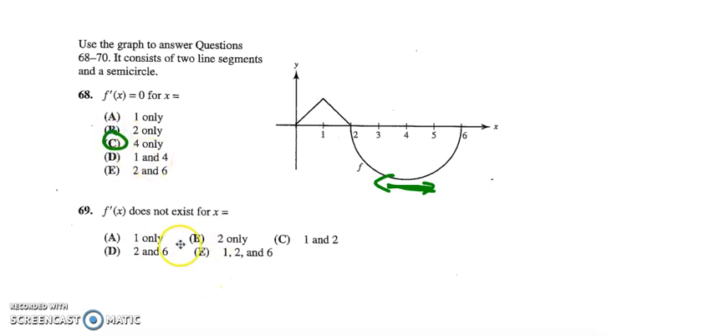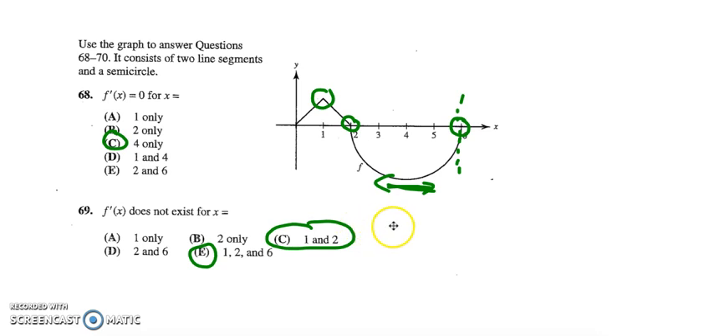Now, where does the derivative not exist? That is going to be wherever the function is not differentiable. So at these 2 cusps, and also at this endpoint, which looks to have a vertical tangent line. So I would say 1, 2, and 6. The other option would be to say 1 and 2, because sometimes we don't discuss 6 as it's an endpoint.